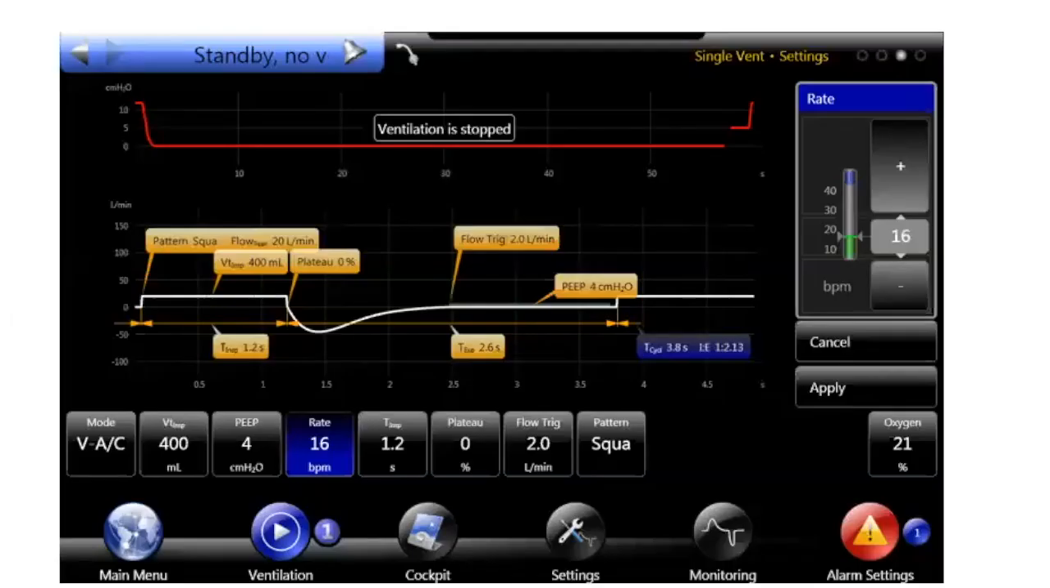This is some screenshots I've taken off a Bellavista. It's quite nice, and you can see very clearly it's volume assist control. These should all be the same, by the way: 400 ml tidal volumes, a bit of PEEP, 16 breaths per minute. It shows me the I:E of 1 to 2, so a 1.2 second I time, no plateau, dialed-out flow trigger. It's a square constant flow. What's good about all the new vents is that we have an idea of time, and also of the time between this breath and the next breath. So that's always the first part of the equation. What is an optimal inspiratory time?